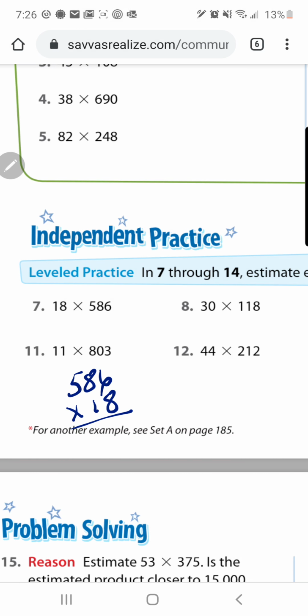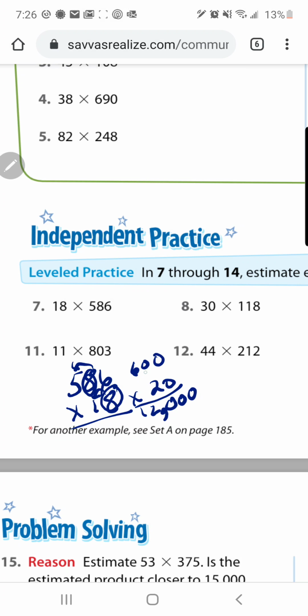Easy. Because of that 8, we're gonna round this off to 600. Because of that 8, we're going to round this off to 20. So we've got 600 times 20. Put your extra 3 zeros down and multiply 2 times 6, which is 12. And there's your estimation. Is it an underestimation or an overestimation?